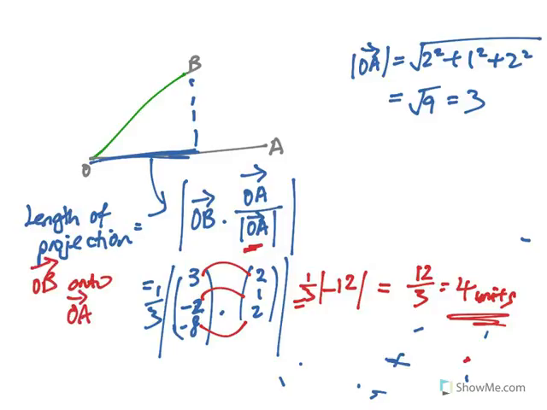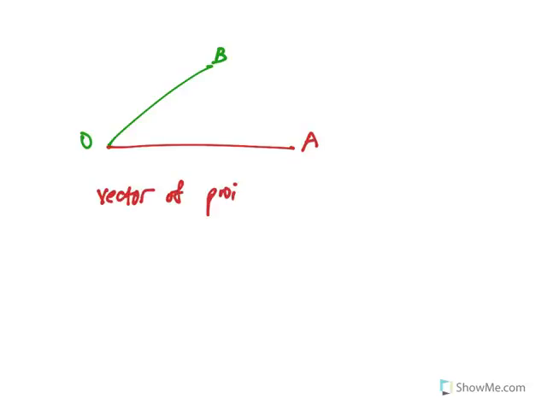What about the vector of projection? Based on what you study in the notes, the vector of projection of OB onto OA will be OB dot product with the unit vector of OA.